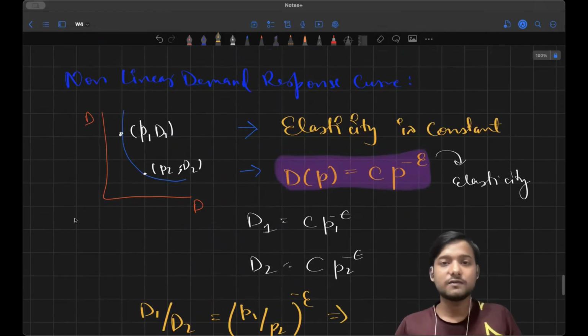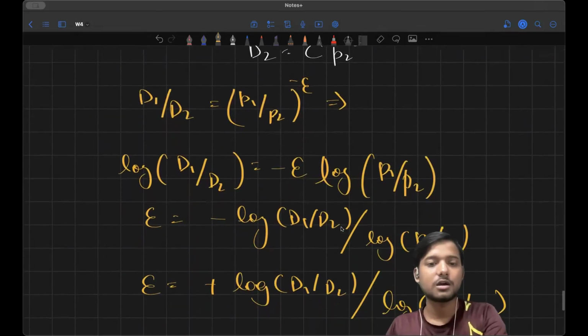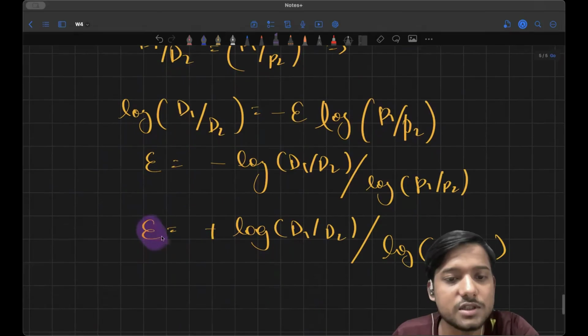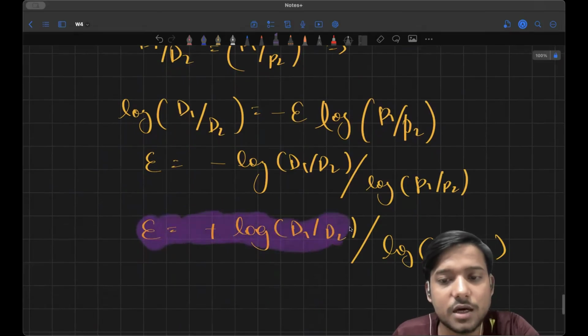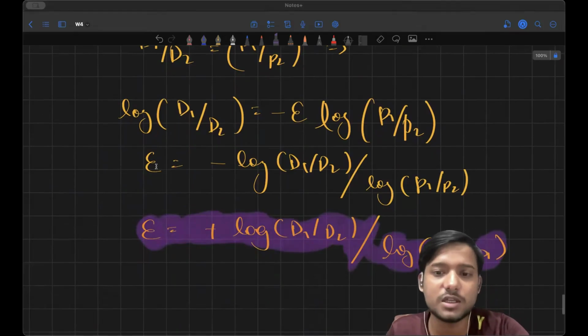Whenever we see the term non-linear demand response curve, we have to use this equation: demand is going to be C times price to the power of elasticity. Remember, you just take any two pairs of values and then we can go ahead with this. Now, this demand response curve which we have written is non-linear.